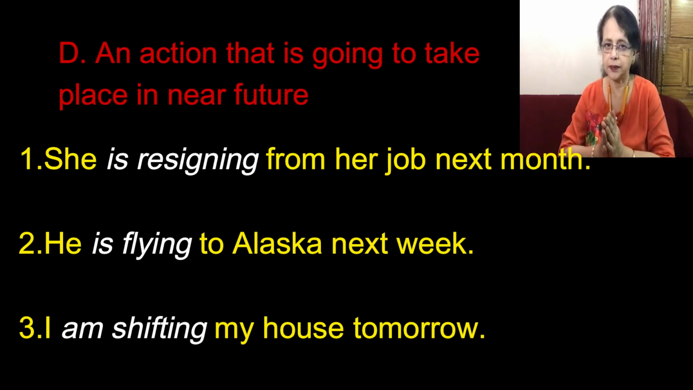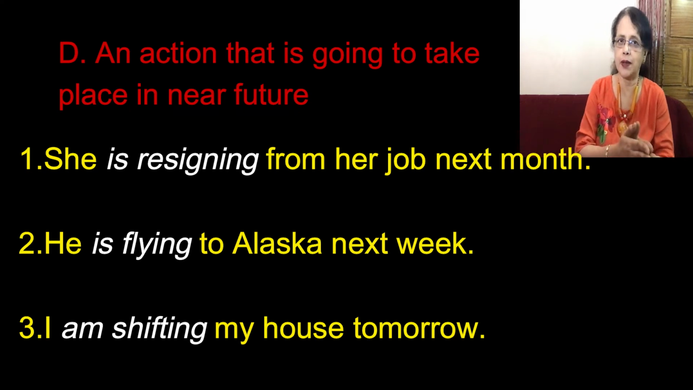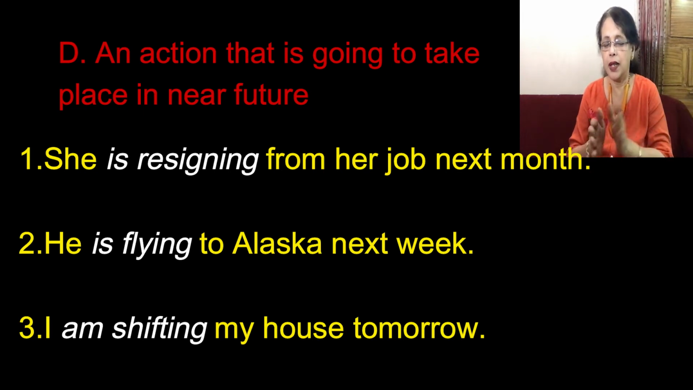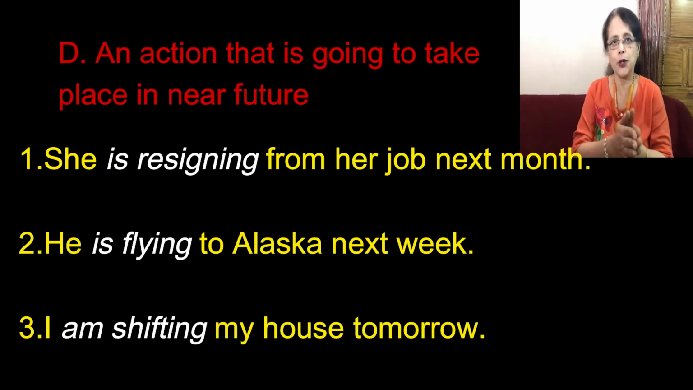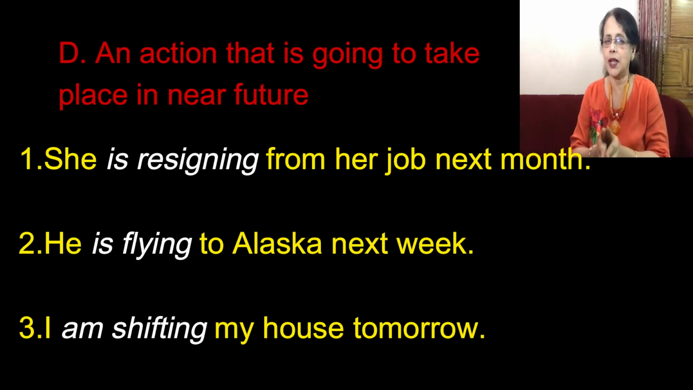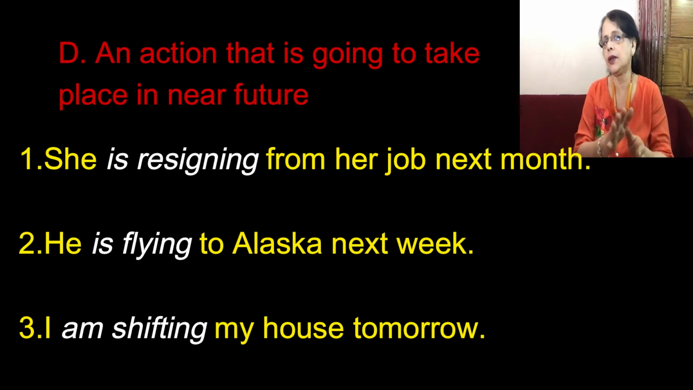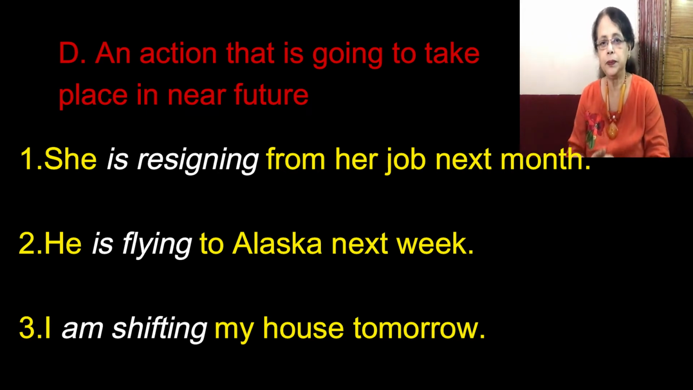Example. She is resigning from her job next month. He is flying to Alaska next week. I'm shifting my house tomorrow. So here we are using present continuous tense to talk about an action that's going to happen in future. This is a peculiar use of present continuous tense, but you have to remember it too. Okay.